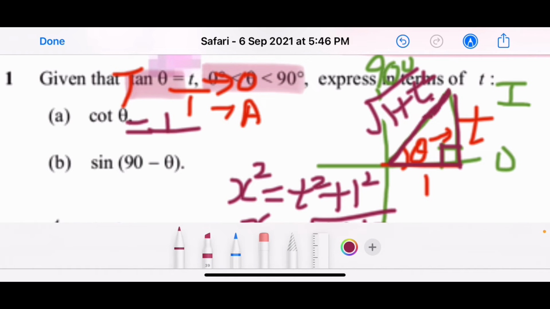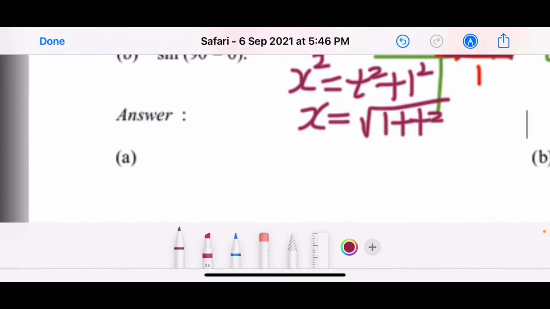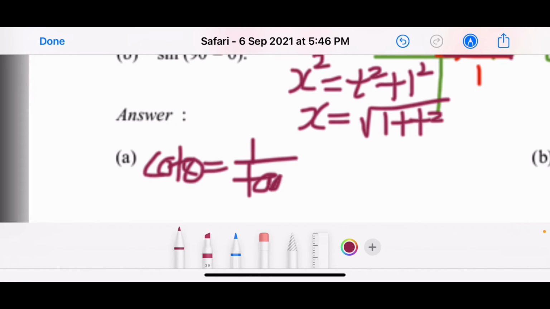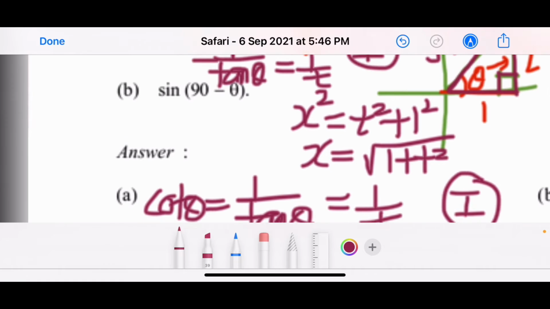Cotangent is 1 over tangent theta, so it's just 1 over t, and remember it's the first quadrant, so the tangent is positive. So the first question is very simple. Cotangent theta is 1 over tan theta, and it's just 1 over t. And make sure you double check it is positive because it is at the first quadrant.